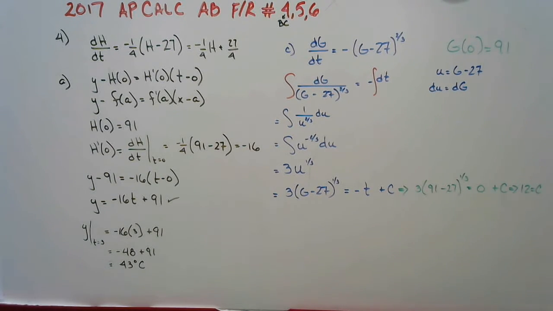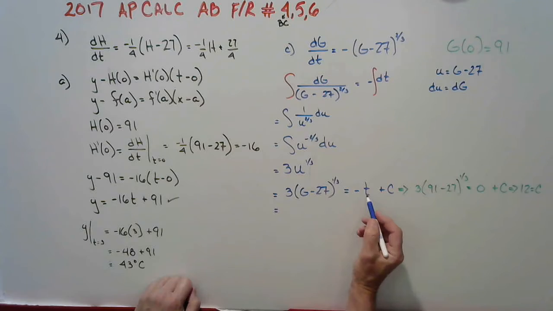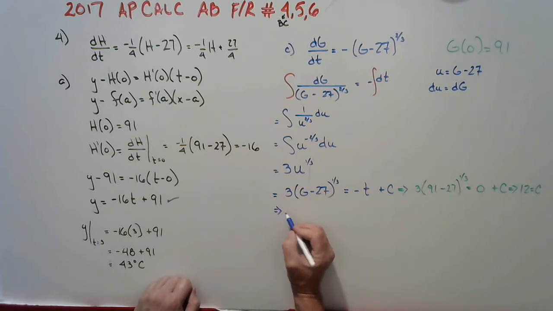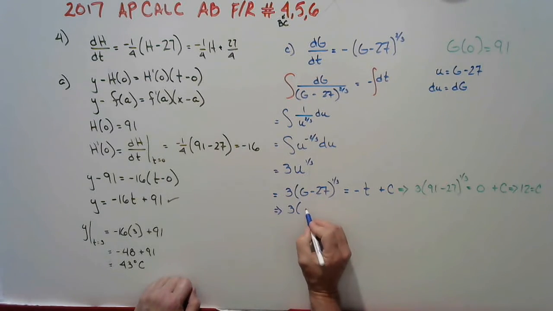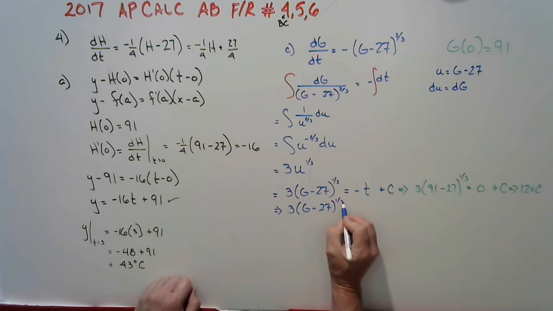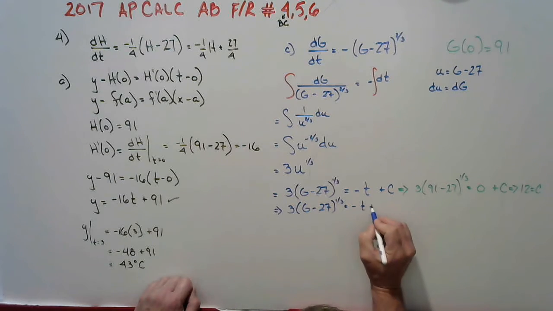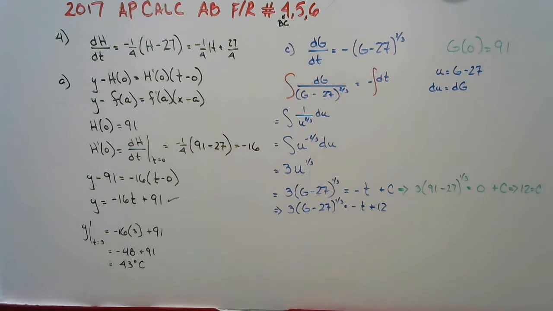So our differential equation, right? We now have, what do we have here? We have 3 times g minus 27 to the 1/3 equals negative t plus 12. So this is our solution to the differential equation.